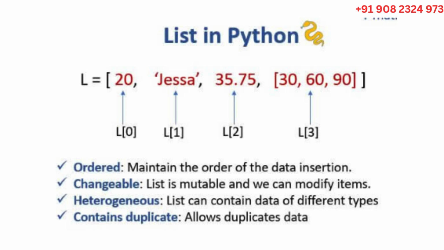Heterogeneous. A single list can contain items of different data types. Lists are ideal for managing dynamic collections of data. Examples include maintaining a shopping cart, tracking user input, or even representing rows in a table.